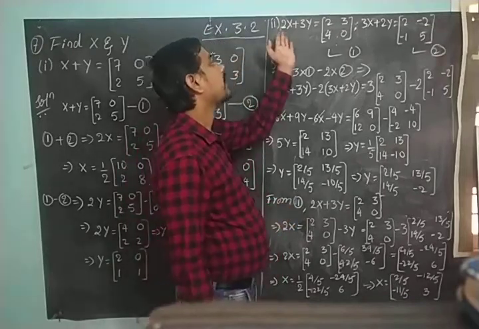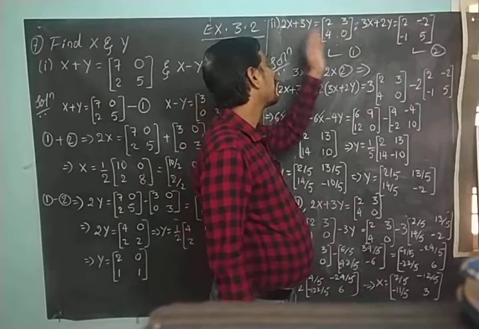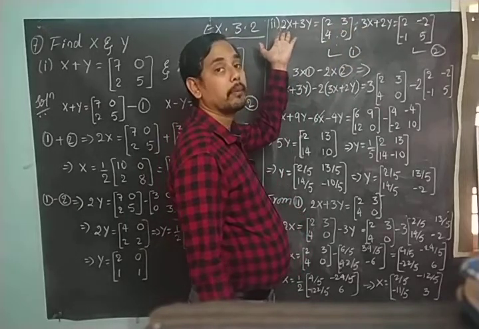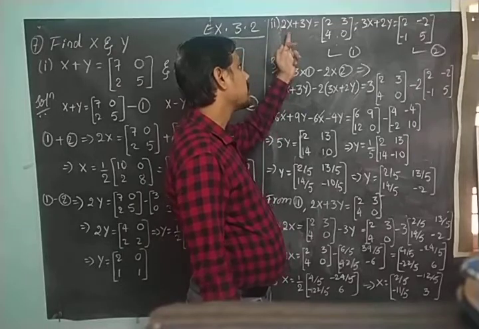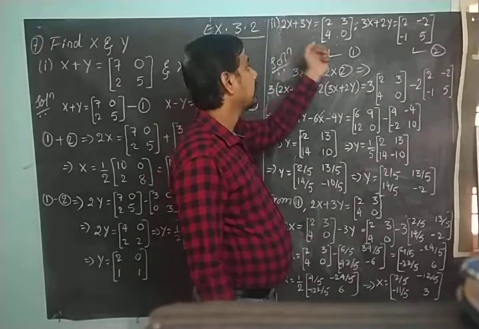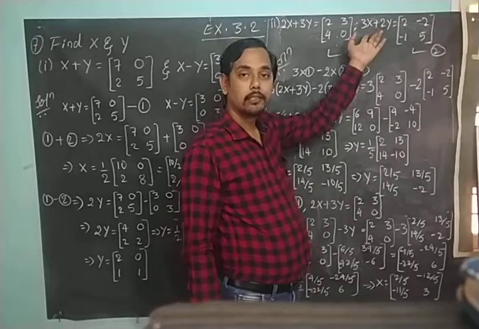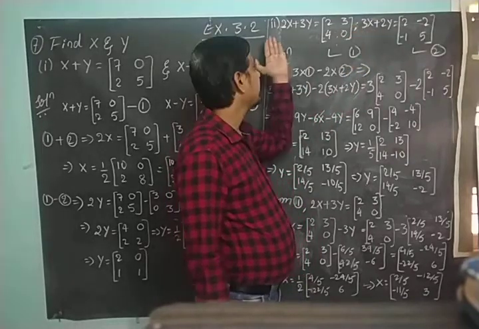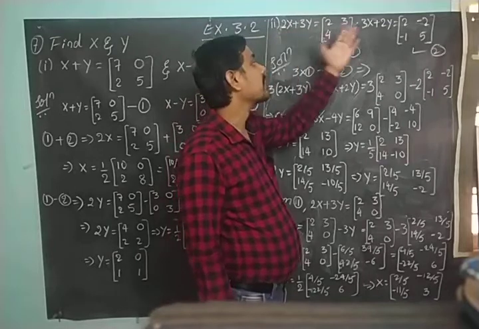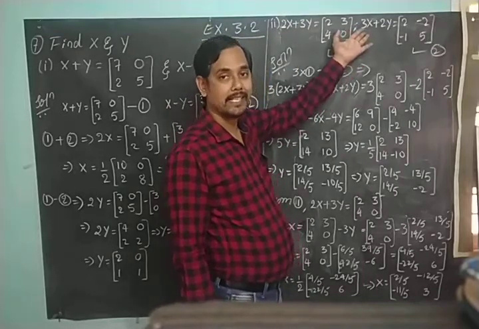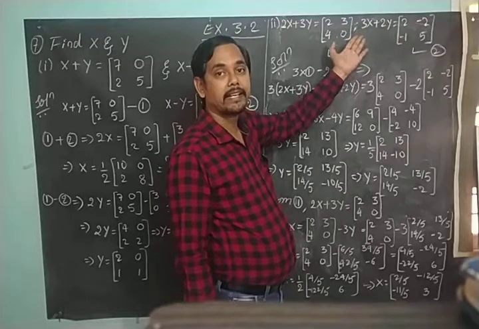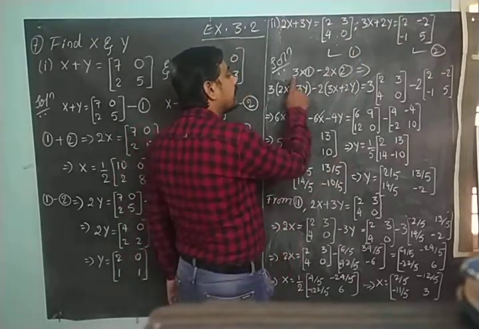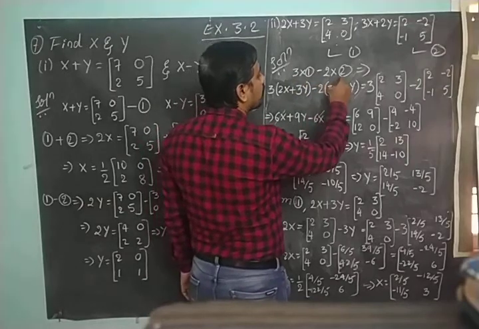So if I want to get rid of x here, what should I do? Multiply 3 to equation 1. If I multiply 3 to equation 1, to this we will get 6x. And multiply 2 to equation 2. So if I multiply 2 here, what will I get? 6x. Here multiplying 3 will give me 6x. Here multiplying 2 will give me 6x. So if I take the difference, I will get rid of x. Right? So what is the operation here? 3 into equation 1 minus 2 into equation 2.